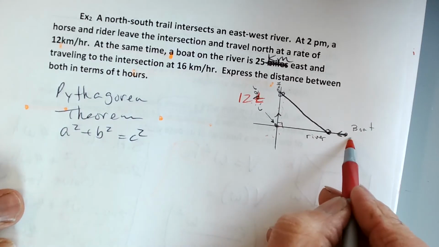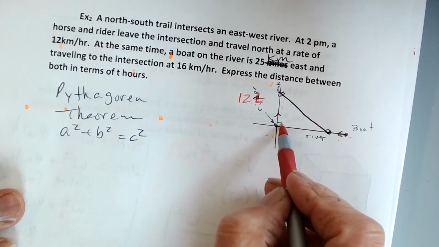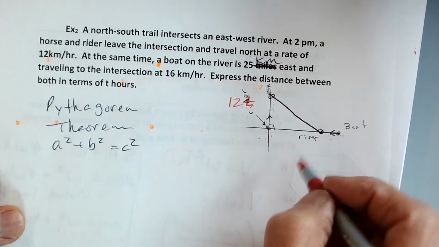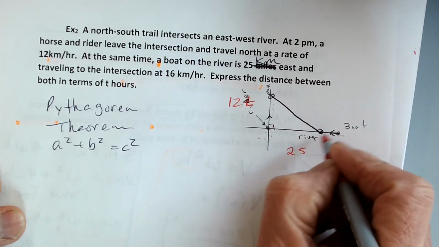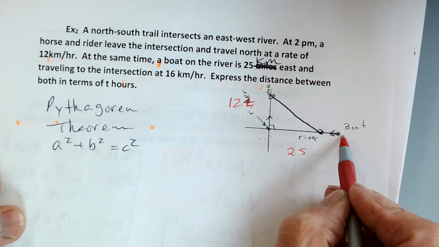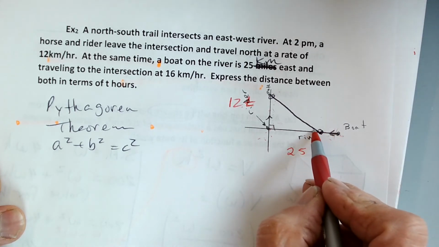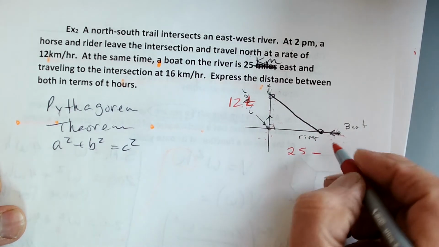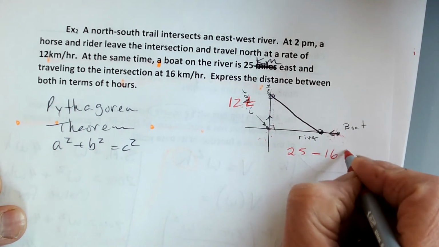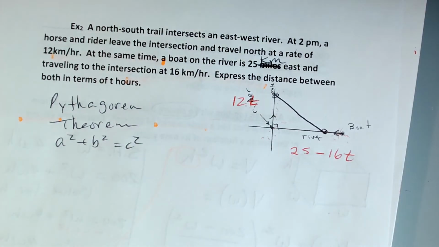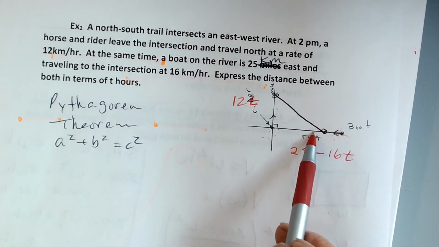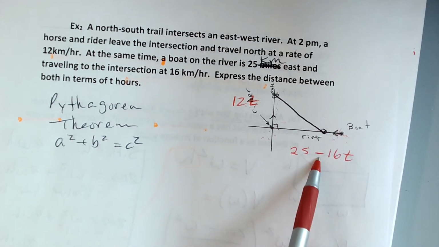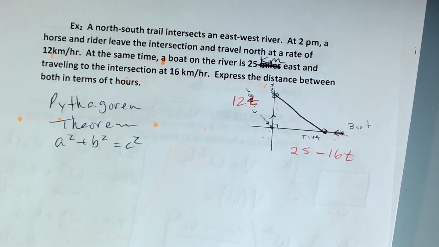Cameron, though, his distance to this spot is decreasing. It's actually decreasing because he started way out here at 25. So this was 25 kilometers on the boat, but as he comes in, his distance to this spot is decreasing, so it's minus 16t, okay? So his distance gets smaller and smaller. So it was 25, but we subtract the 16t. Does that make a little bit of sense?